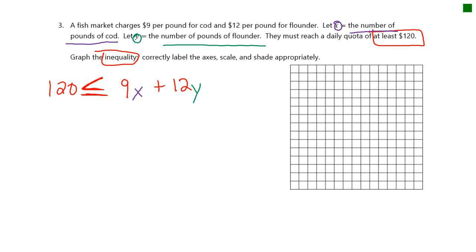So Y represents the number of pounds of flounder. There you go, and you have your equation. That's the first thing you want to do: write the inequality. If you cannot write the inequality, we can graph it.